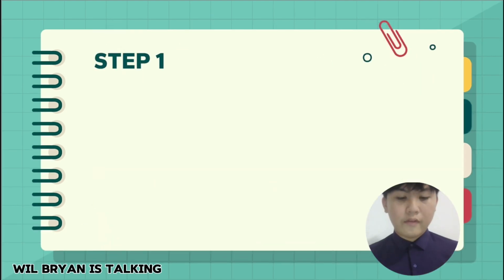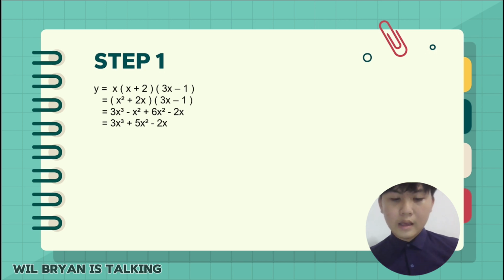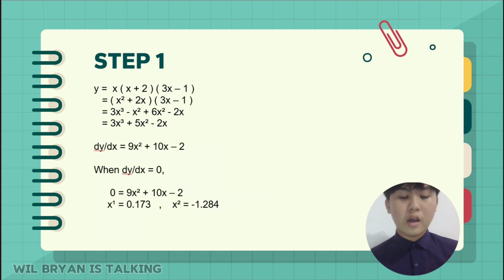Question 5. So first, we need to multiply all of them and form one equation. The equation will become 3x cubed plus 5x squared minus 2x. And then we use the equation to find dy over dx, and it will become 9x squared plus 10x minus 2.